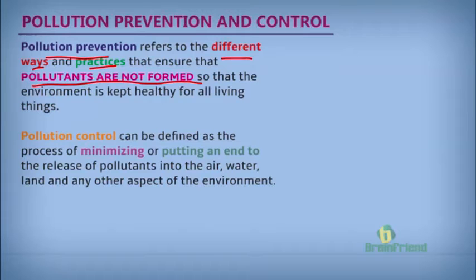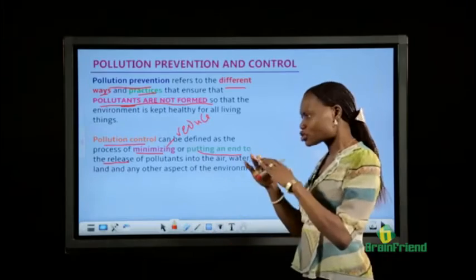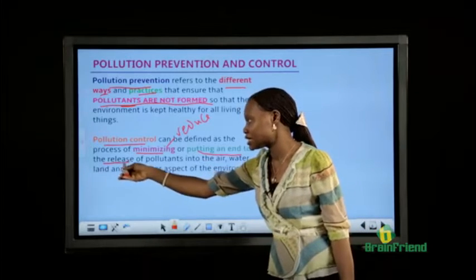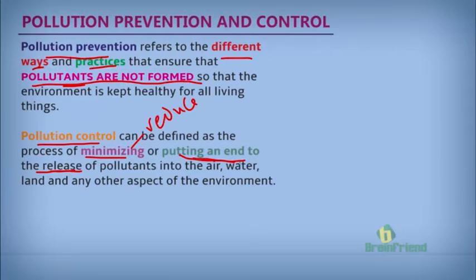It's really difficult. That brings us to pollution control. Pollution control simply tries to minimize, that's to reduce, or put an end to the release. Not put an end to the production or the formation of pollutants, but to try to either reduce these pollutants formed, or when they are formed, they are not released. So it minimizes or puts an end to the release of pollutants into the air, water, land, or any other aspect of the environment.